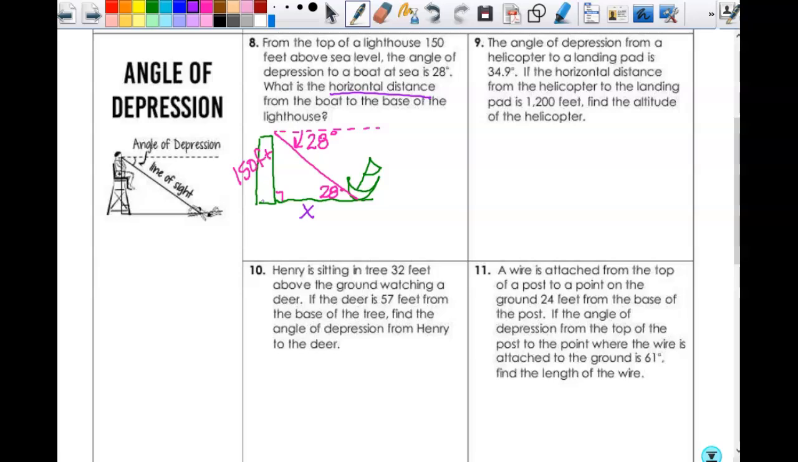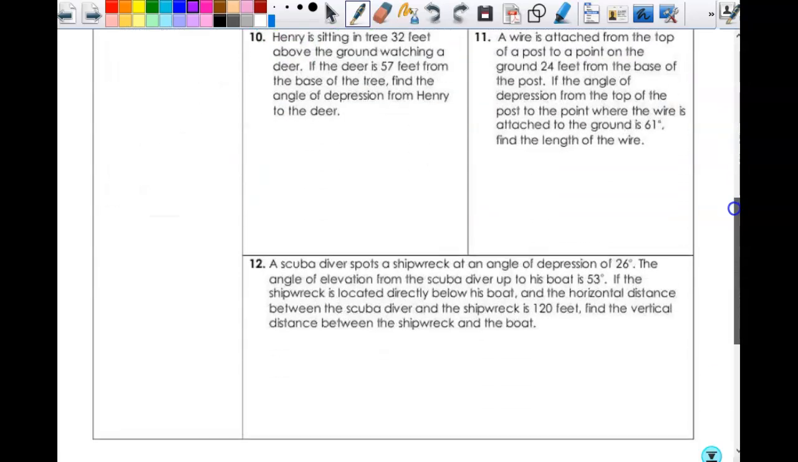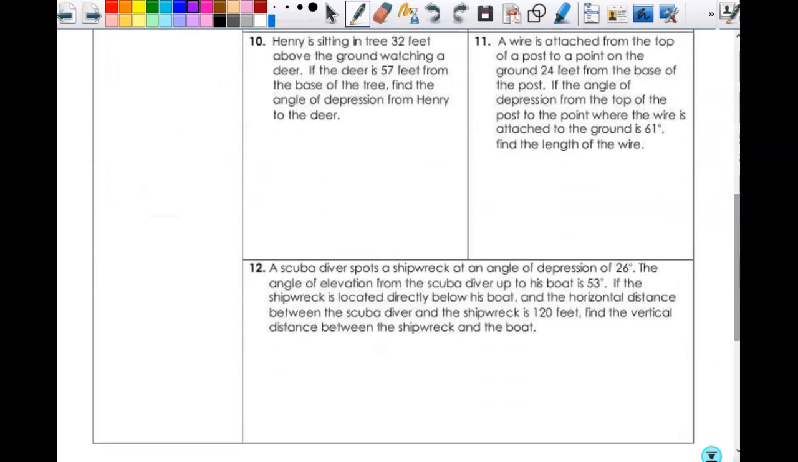All right, let's look at number 10. All right, number 10, I want you to draw a picture. Read this and draw a picture.